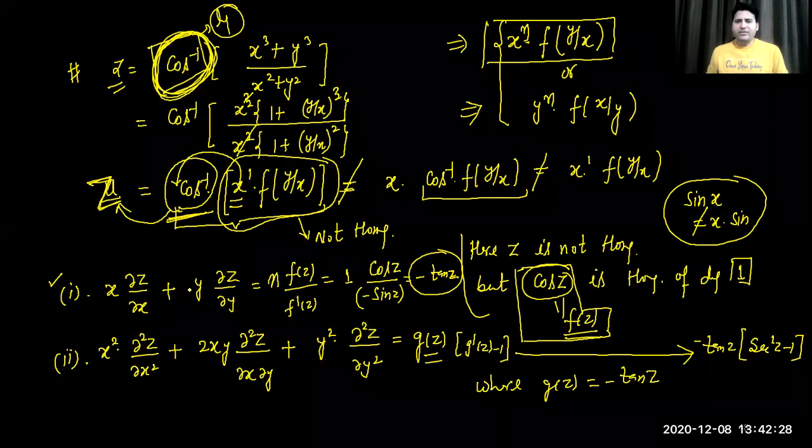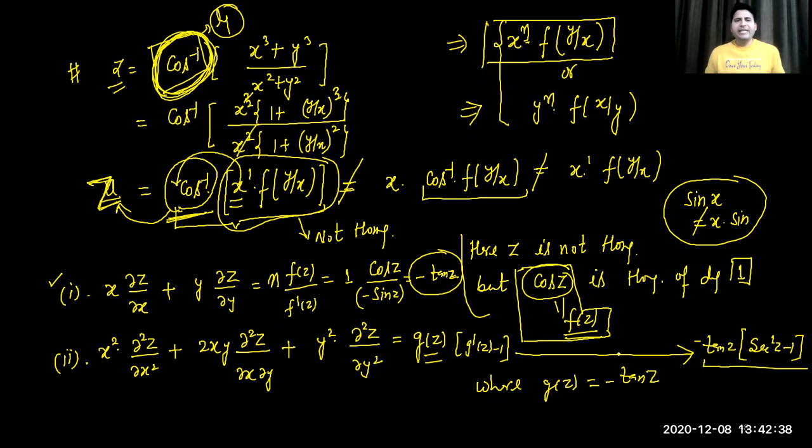So this is what, students, we are getting the result g(z) into g'(z) minus 1. So this is how we can use the deduction formula. I hope you understood the concept. The only thing you need to focus on is identifying whether we should apply the deduction formula or the original Euler's formula.